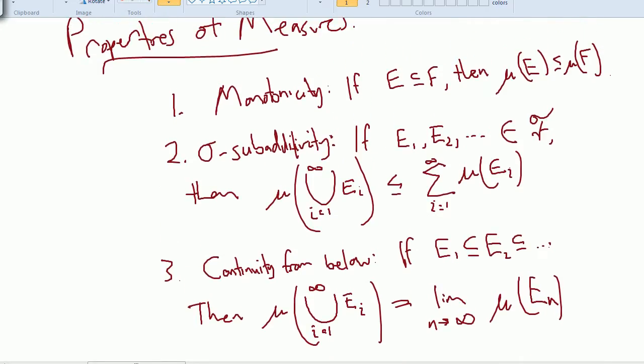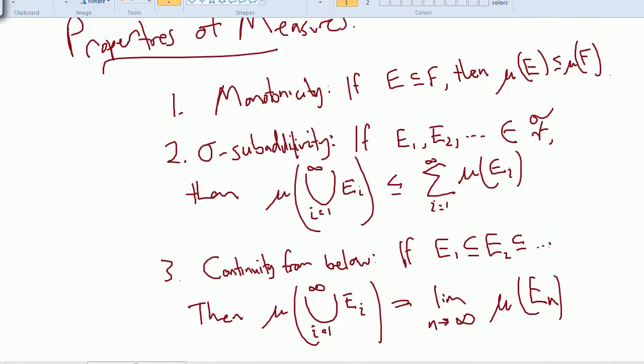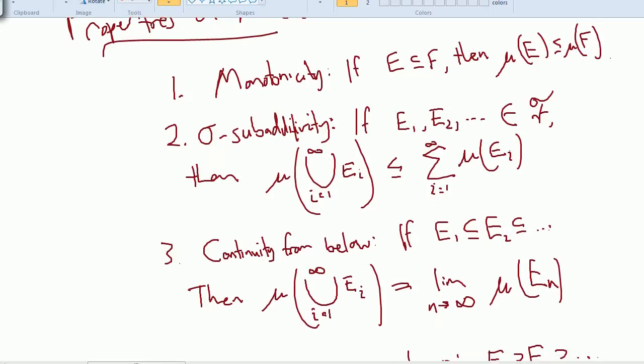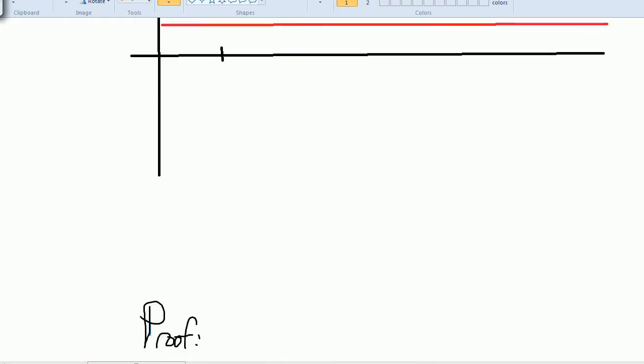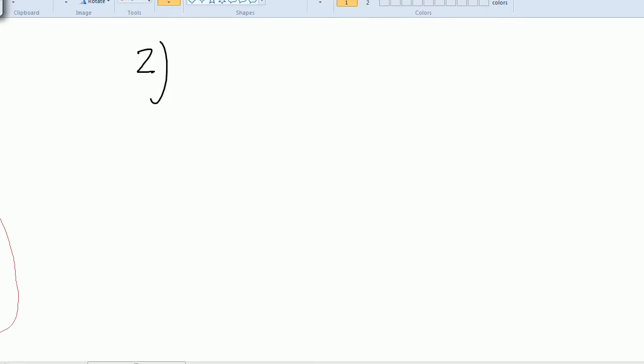Sigma subadditivity. Now this one's a little bit more involved. We'll do something similar for sigma subadditivity to what we'll do for continuity from below. But let me go ahead and try it with sigma subadditivity first. What we're going to do is say that there are a bunch of sets that are not necessarily disjoint. So we have E sub 1, E sub 2, E sub 3, and so on.